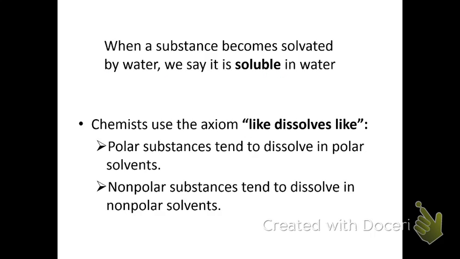So, this sort of leads us to the axiom that chemists like to use, like dissolves like. And this is, again, very simple. Polar substances tend to dissolve in polar solvents. Okay? So if I have a polar substance like sodium chloride, which has kind of a plus and negative charge attached to it, it's going to be soluble in, say, something like water, because water is also polar.